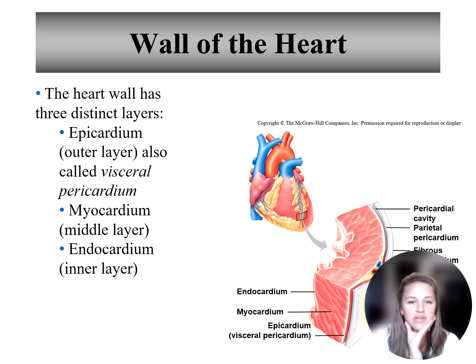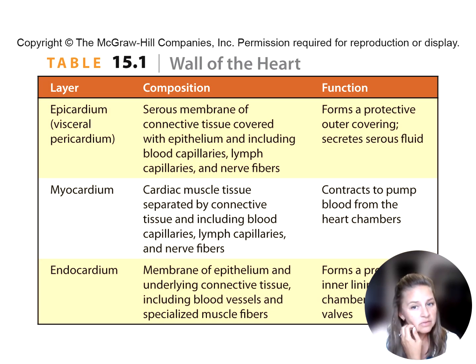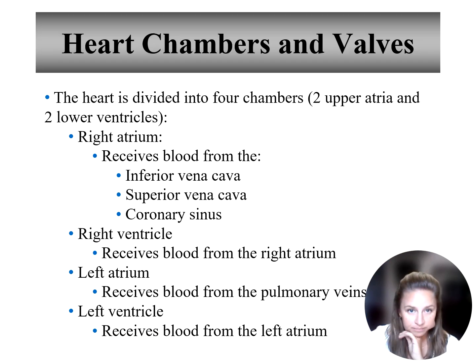So the wall of the heart has three distinct layers: the epicardium, which is outer, myocardium, which is middle and the muscle, and then the endocardium, which is the inner layer. And you can see here kind of the relative sizes and structures here for the wall of the heart. So you can pause and take a look at this. Just shows the composition and function of the different structures of the wall of the heart.